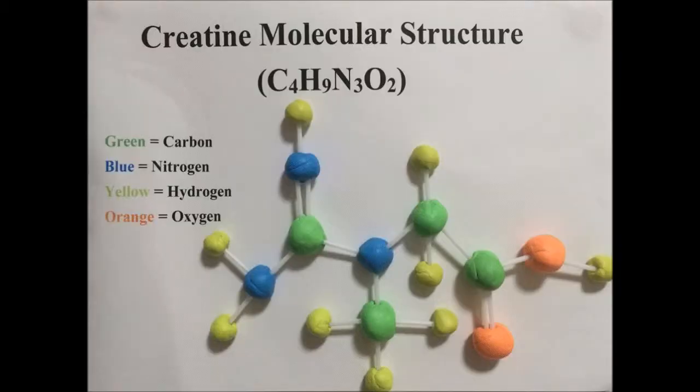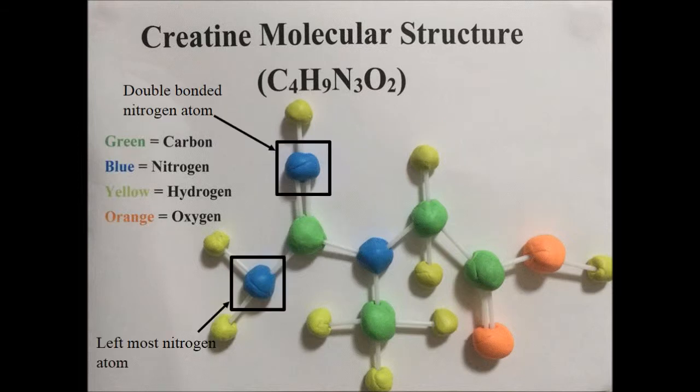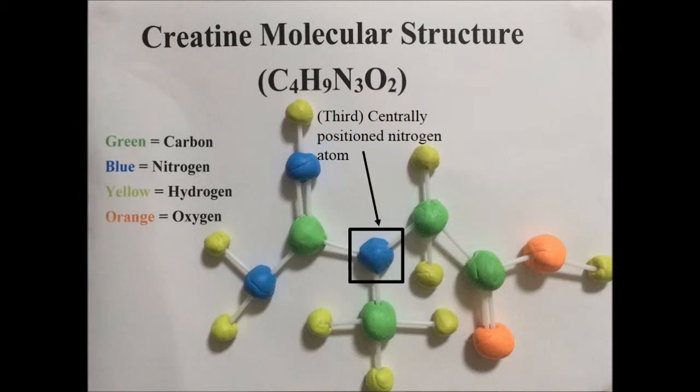Creatine's basic molecular structure, similar to generally all amino acids, centers around carbon. The leftmost carbon atom is bonded to 3 nitrogen atoms, 2 of which are single bonds, and the third a double bond. It is also shown that 2 hydrogen atoms are bonded to the leftmost nitrogen atom and the double bonded nitrogen atom. The third nitrogen atom is positioned centrally and bonded to 2 additional carbon atoms.